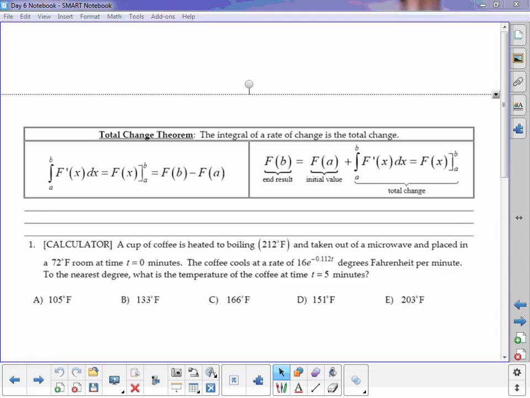All right, so what we're learning today is called the total change theorem or the net change theorem. So I'm going to write the word net change theorem. Net change between two certain specific points of time. So the integral of a rate of change is the total change or the net change. This is going to come in handy, especially when we deal with position, velocity, acceleration.